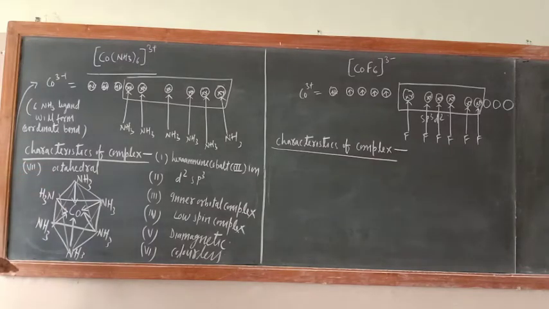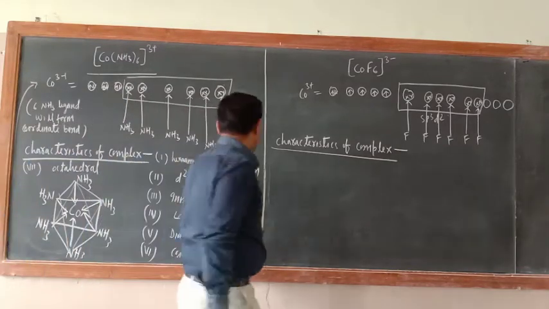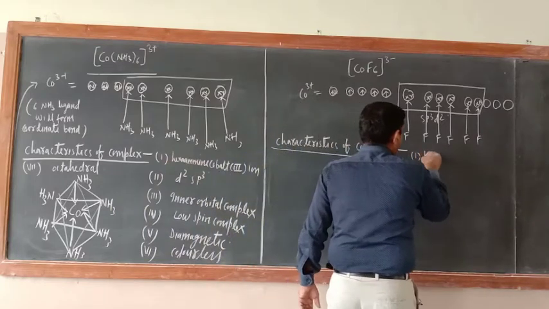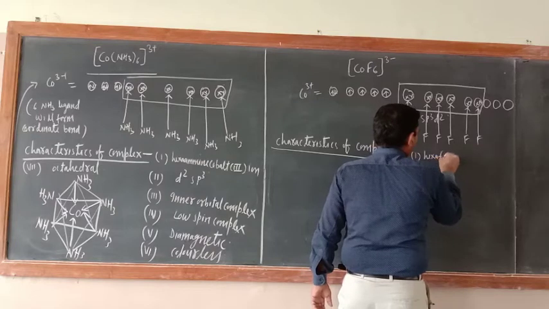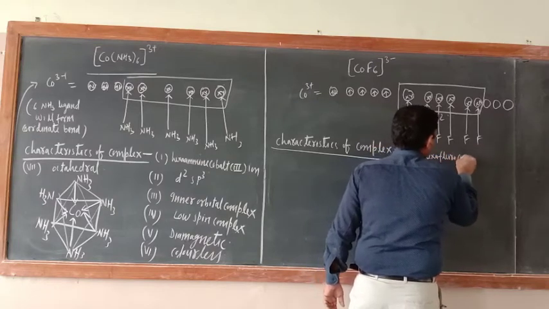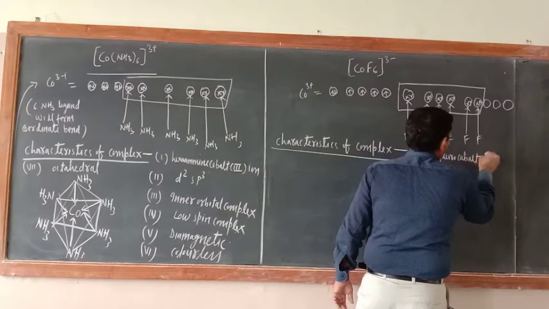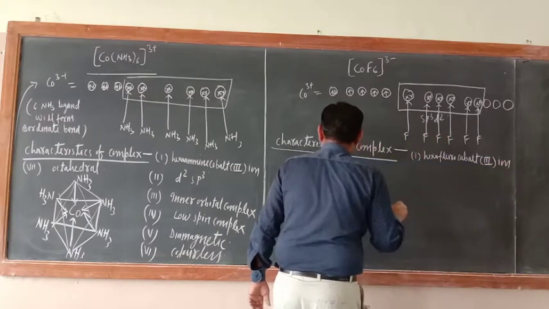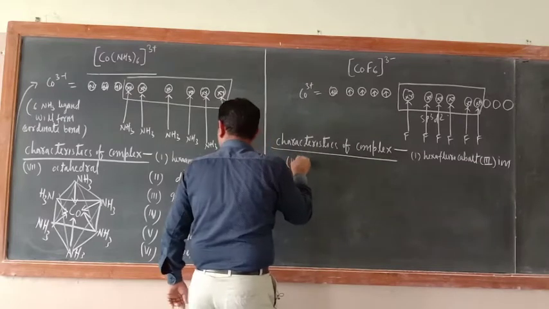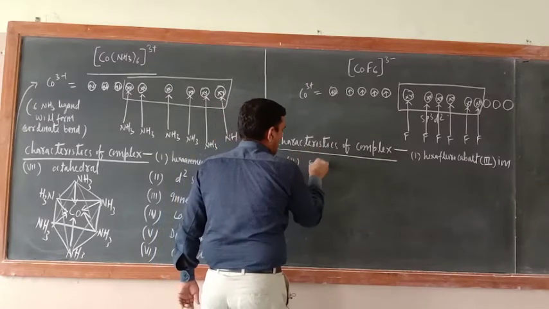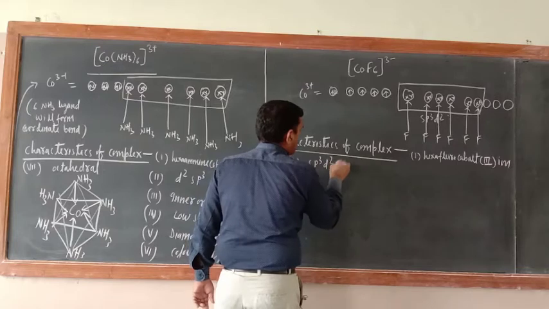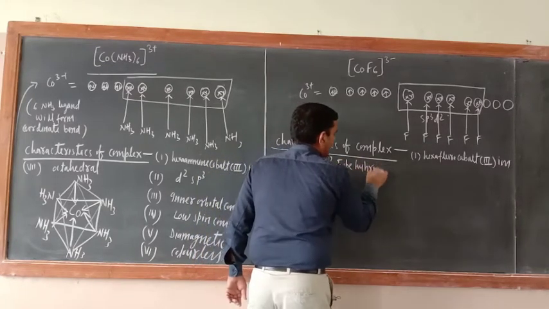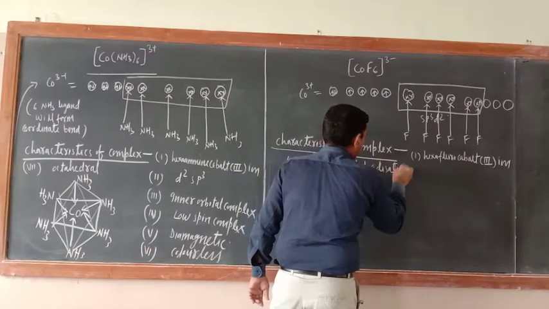Octahedral geometry is ready. Now write down their characteristics the same way. First write down their name. What is the name of this one? Hexafluorocobalt(III) ion. Okay. What is the second characteristic? Second characteristic, hybridization. sp3d2 type hybridization. Okay.